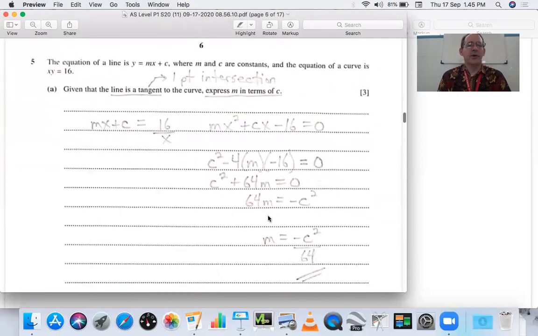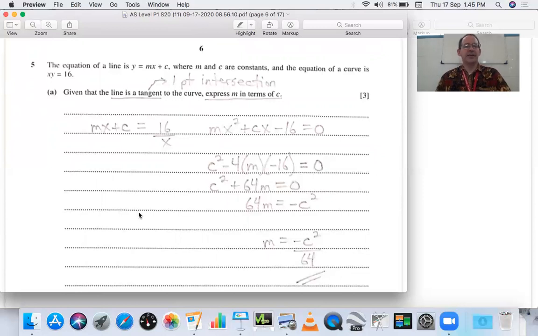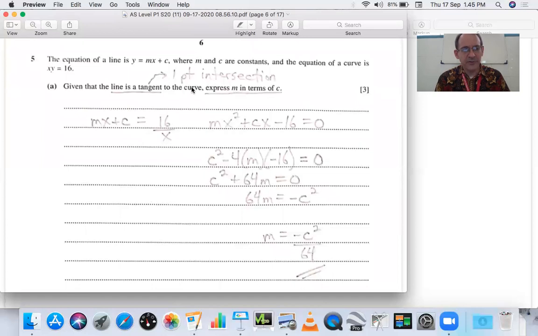equation. Question number 5. The equation of a line is y equals mx plus c, where m and c are constants. And the equation of a curve is xy equals 16. Given that the line is a tangent to the curve, express m in terms of c. Well, this line as a tangent means two things. First of all, it means that it actually intersects, which means we can set the equations equal to each other. And the second thing it means is that it intersects only at one point.